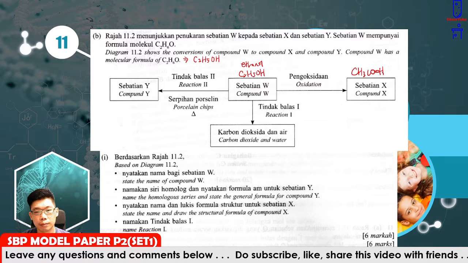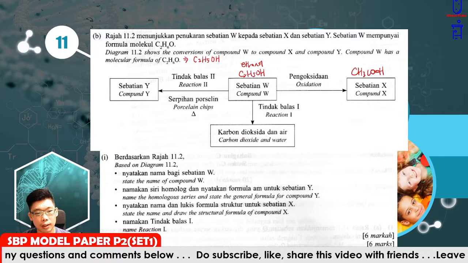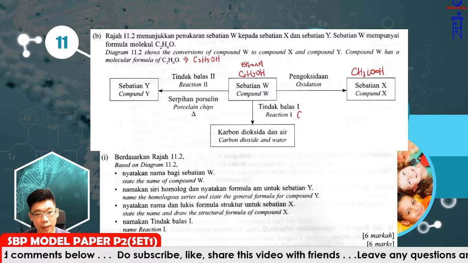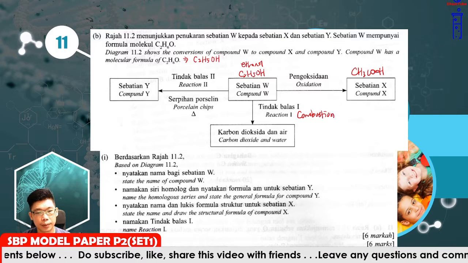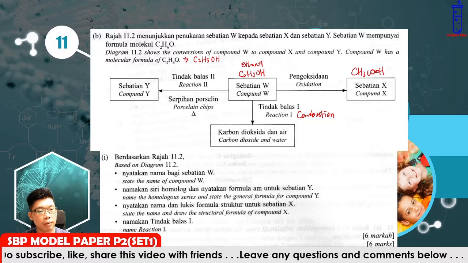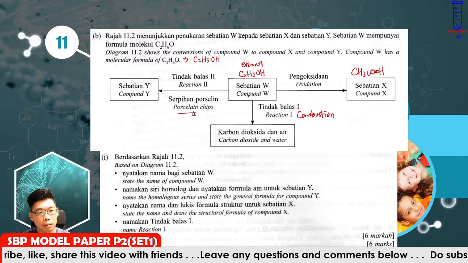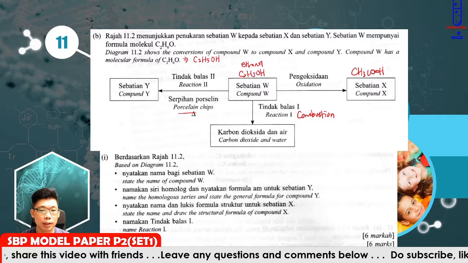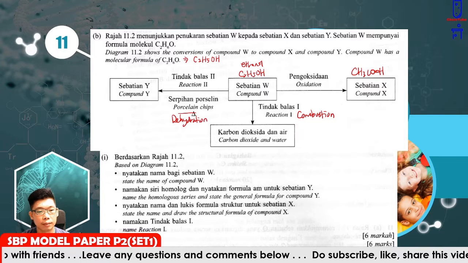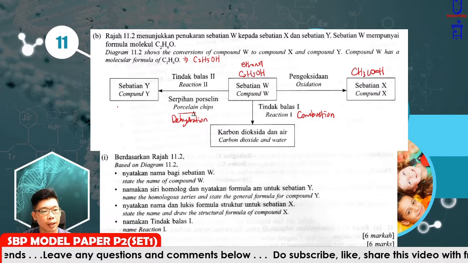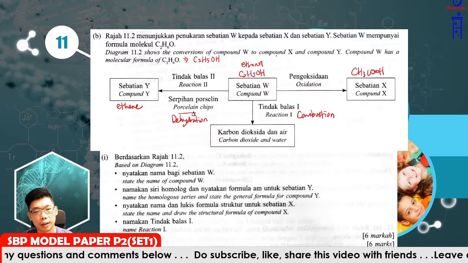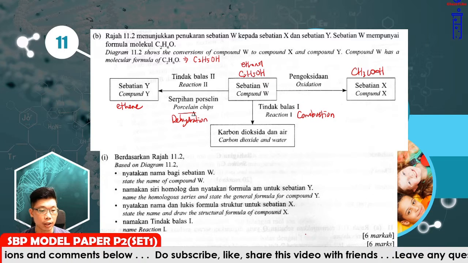CH3COOH. Then reaction 1 produces carbon dioxide and water. I think you should know what this reaction is. It's combustion, yes. Then for reaction 2 we use porcelain chips, and it forms compound Y. Porcelain chips, do you still remember what this process is? Yes, it's dehydration, right? Remove the water. So it forms ethene. Okay, if you can label like this, I think you should be able to answer the questions easily.